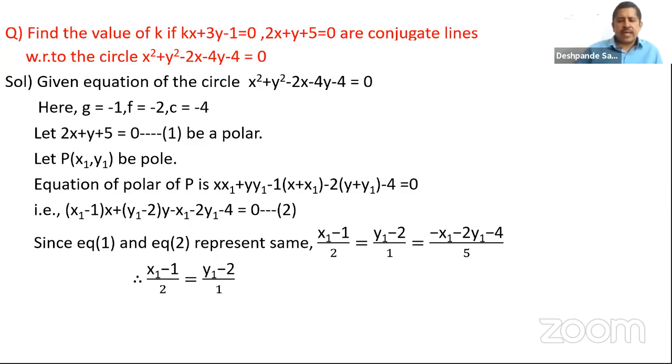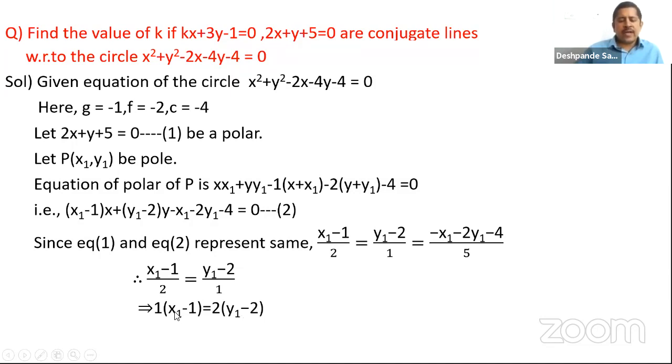So the first pair, (x1 minus 1) by 2 is equal to (y1 minus 2) by 1. So what is it you can do? Cross multiply. So 1 into (x1 minus 1) is equal to 2 times (y1 minus 2). Bring everything to one side. So 1 into x1 is x1, 1 into minus 1 is minus 1, 2 into y1 is 2y1, minus 2 into minus 2 is minus 4.